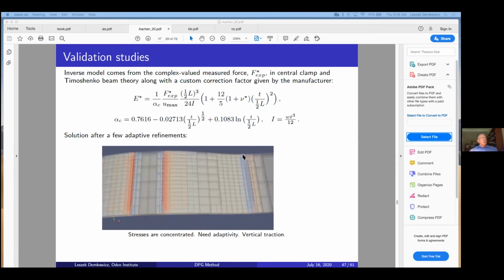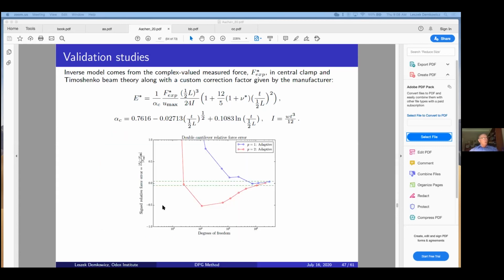in the process of solution, as you can see, you're seeing very notable anisotropic refinements. This is around the edges of the clamp to resolve the stresses. And then we computed the force, the normal force representing the reaction of the clamp, and we were comparing that with the force coming from the experiment. And this is the convergence we got: linear elements, quadratic elements. Both cases, you have to use adaptivity.